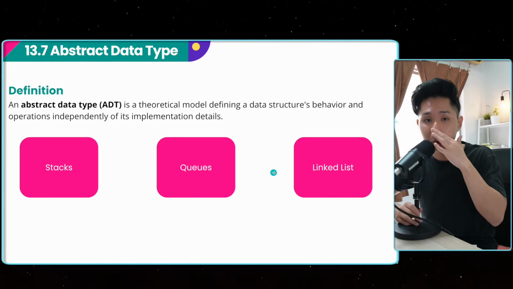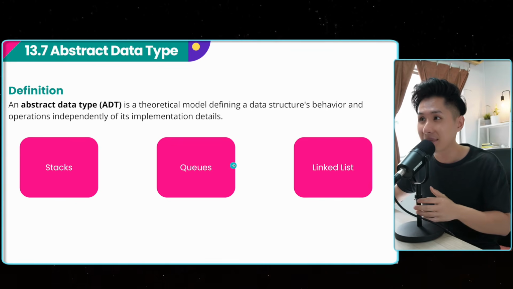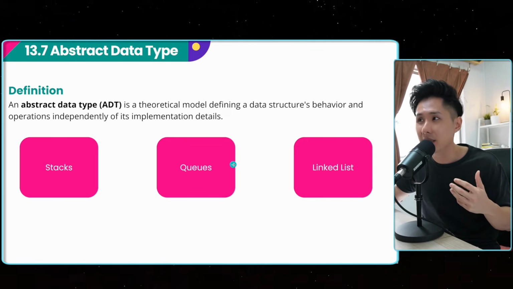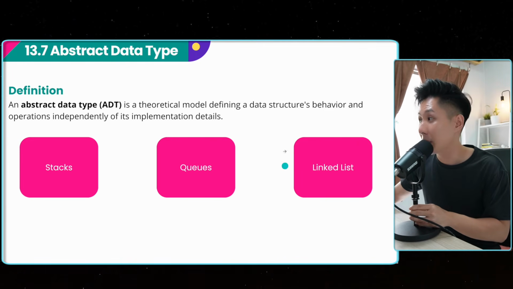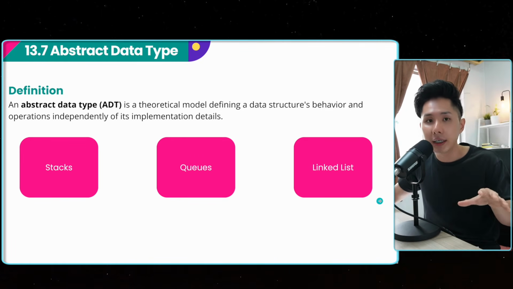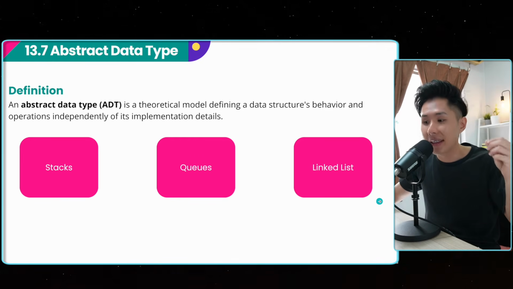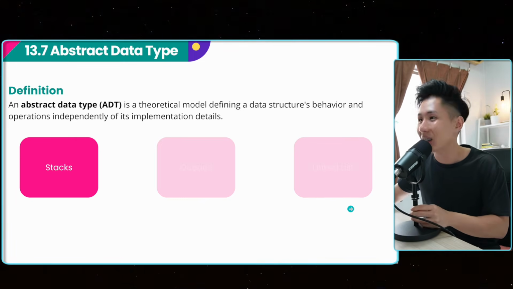Now let's look into the last part of our video here, abstract data type. This is something I learned in my second year of university. And the three abstract data types you'll be learning are stacks, queues, and linked lists. Think of them as an alternative to array, and they operate differently as well. Let's look into stacks one by one.